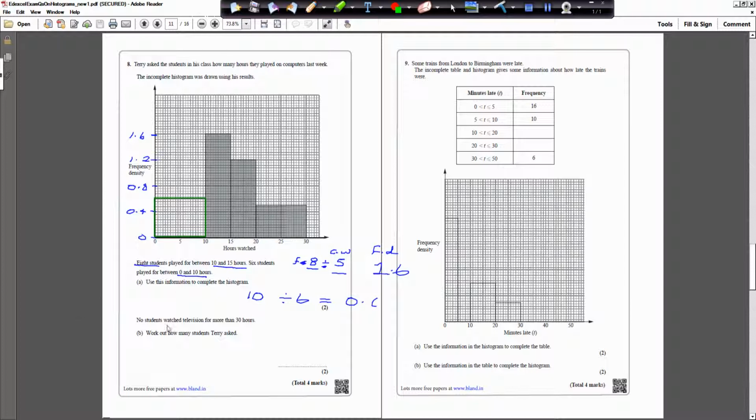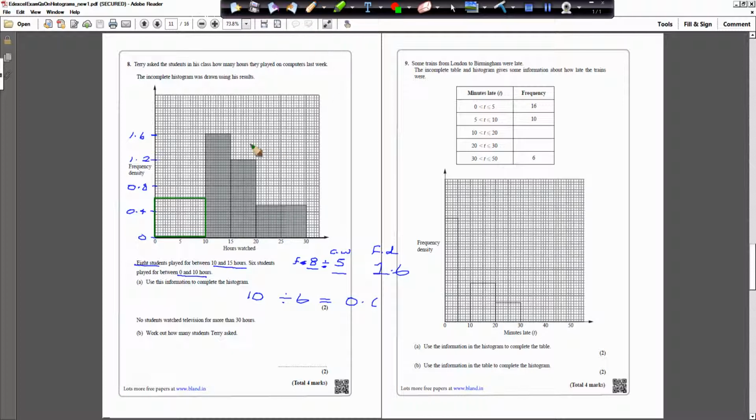Okay. It says no students played for more than 30 hours. Work out how many students Terry asked. Okay, to work out how many students Terry asked, what do we need to do? We need to work out the what? That is called the frequency. How do we work out the frequency for the whole data? What do we do?